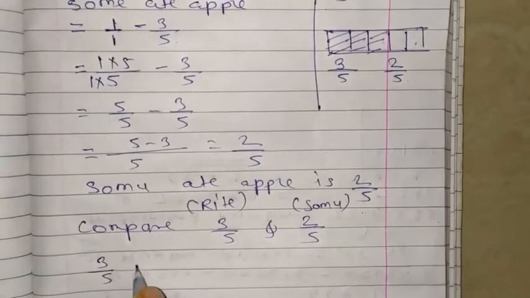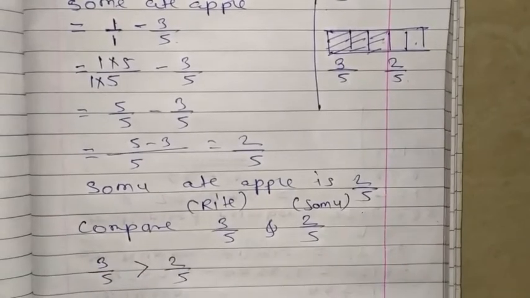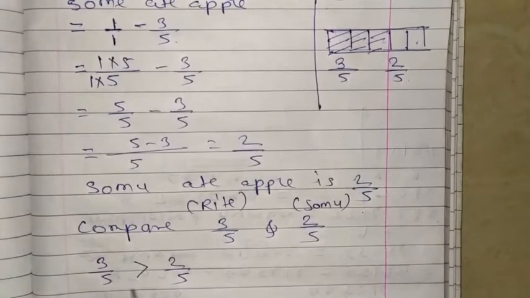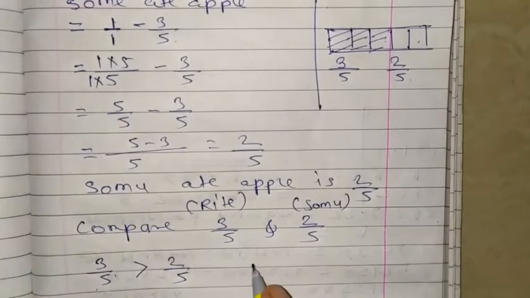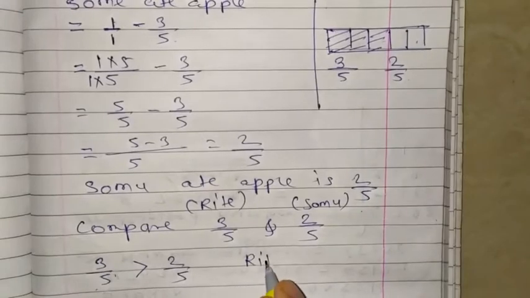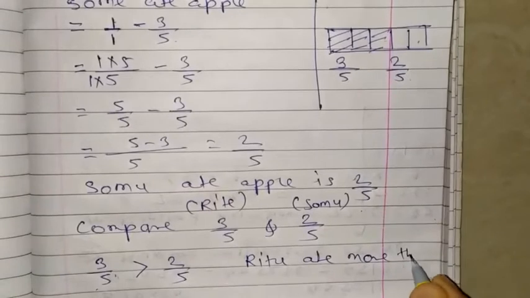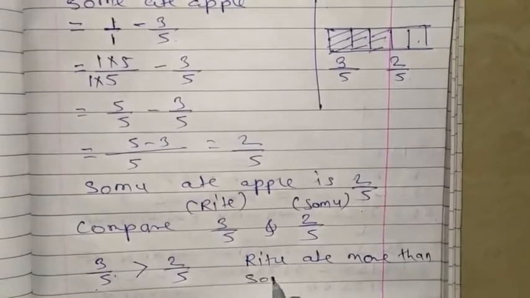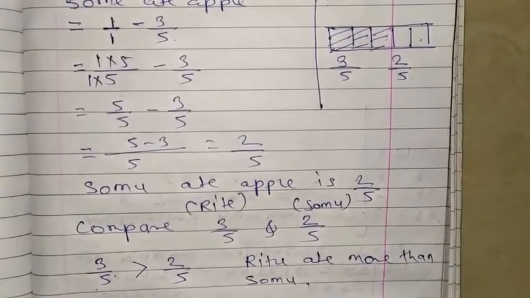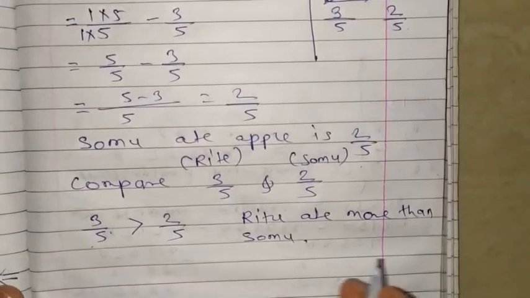3 upon 5 is greater than 2 upon 5, because their denominators are the same, so the greater numerator means the greater value. So it means Ritu ate more than Somu. But by how much are they asking? So what will you do?